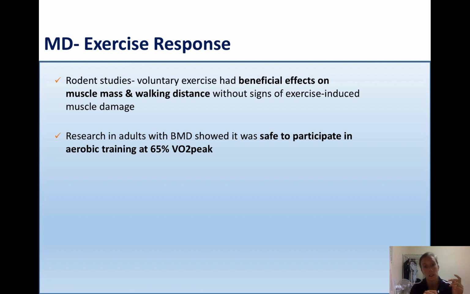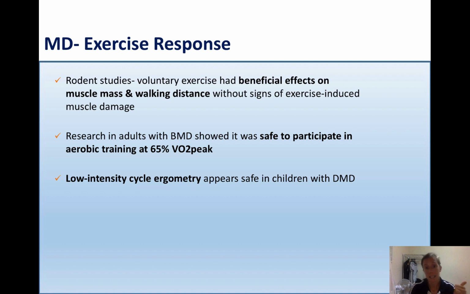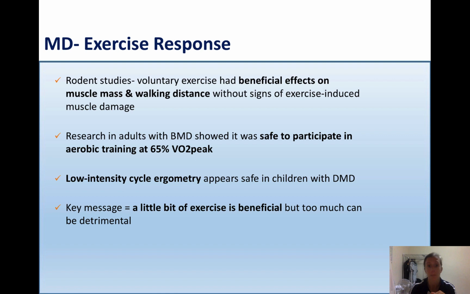There has been some research in adults with Becker's muscular dystrophy, and it was shown to be safe to participate in aerobic training at 65% of VO2 peak. So we're not talking about high intensity training here, but at that moderate intensity, it seems to be safe. Low intensity cycle ergometry also appears to be safe in children with Duchenne's MD. So overall, the key message is a little bit of exercise is going to be beneficial and safe, but we really need to be careful of not overdoing it and not obviously going to the other side of causing too much muscle damage and soreness.